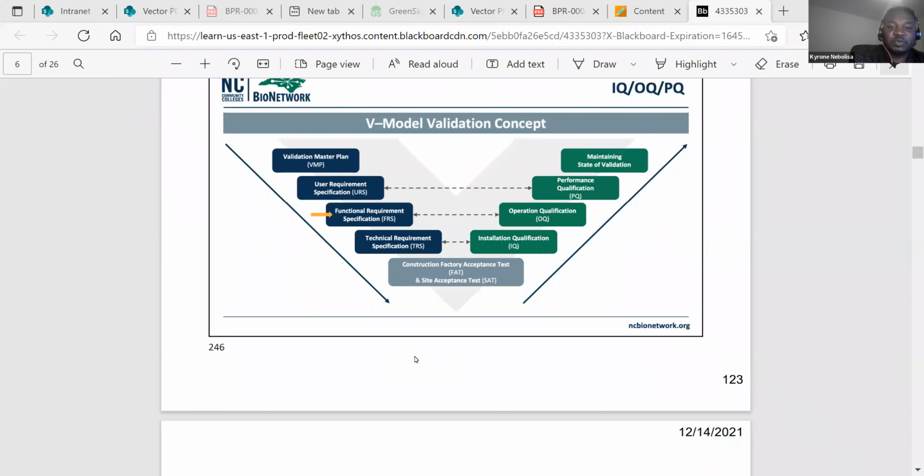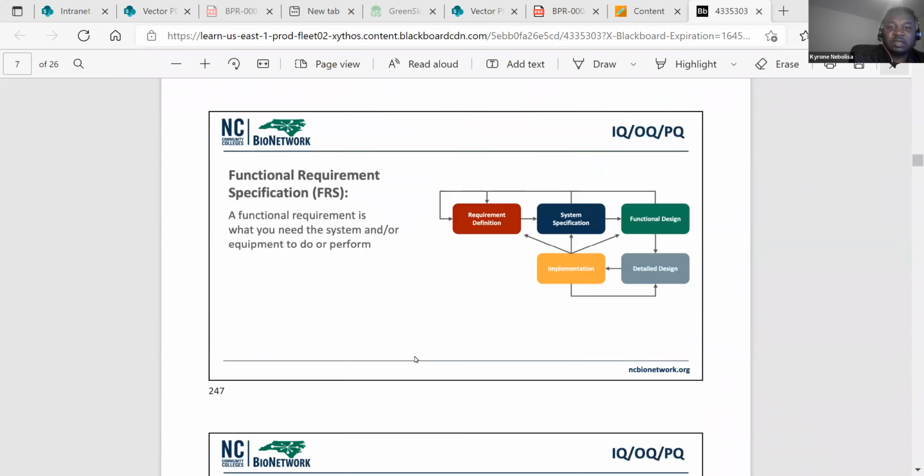Next, we're going to the functional requirement specifications. A functional requirement is what you need a system and equipment to do or perform. So it's pretty much telling you how you want your system to perform.